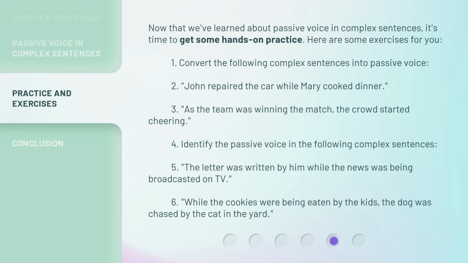Now that we've learned about passive voice in complex sentences, it's time to get some hands-on practice. Here are some exercises for you. 1. Convert the following complex sentences into passive voice. 2. John repaired the car while Mary cooked dinner. 3. As the team was winning the match, the crowd started cheering. 4. Identify the passive voice in the following complex sentences. 5. The letter was written by him while the news was being broadcasted on TV. 6. While the cookies were being eaten by the kids, the dog was chased by the cat in the yard.